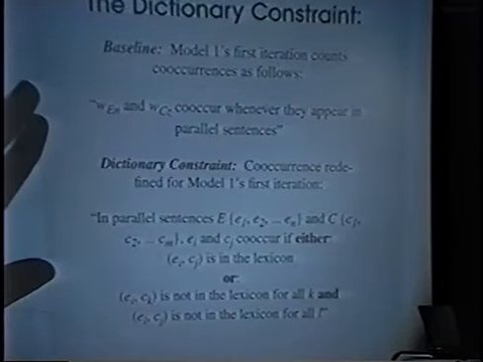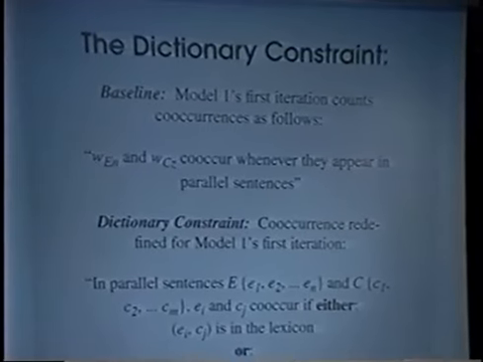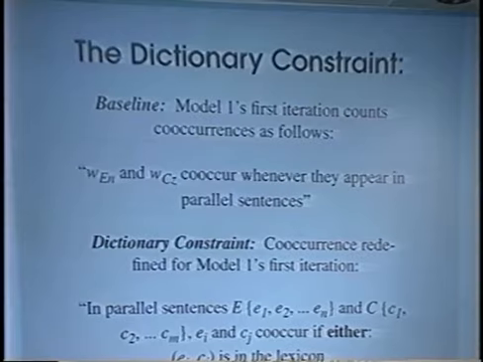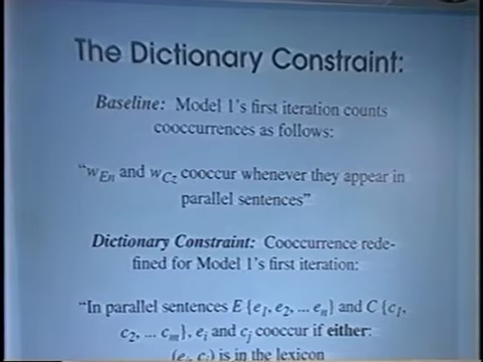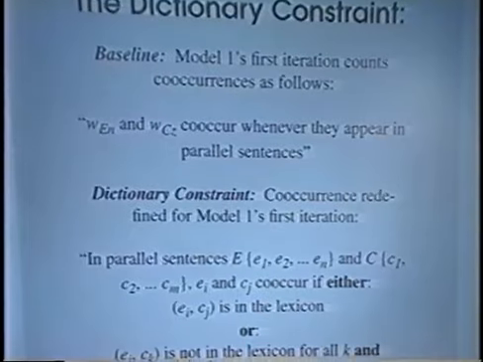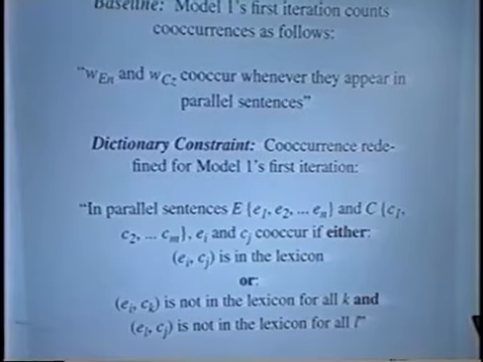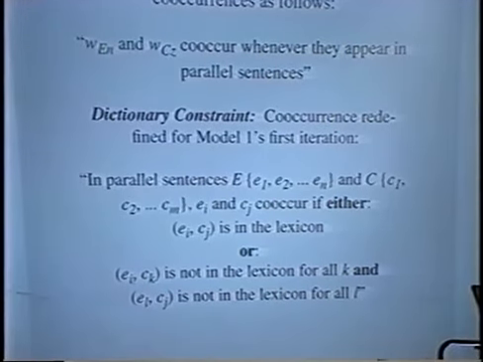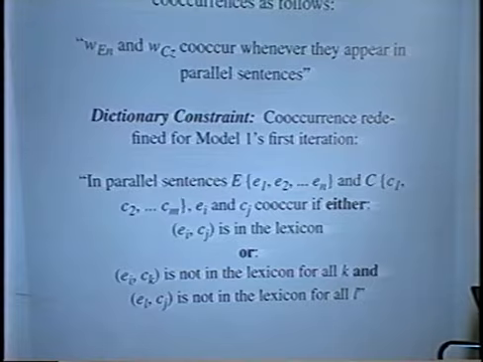is my term for a redefinition of co-occurrence for Model 1's first iteration. In the baseline of Model 1, the first iteration counts co-occurrences as follows. An English word and a Czech word co-occur whenever they appear in parallel sentences. When we add the dictionary constraint, we redefine co-occurrence in this way. In a parallel sentence E and C, E sub I and C sub J co-occur if either they are in the lexicon together, or each of them does not occur in the lexicon with the words in the opposite sentence.